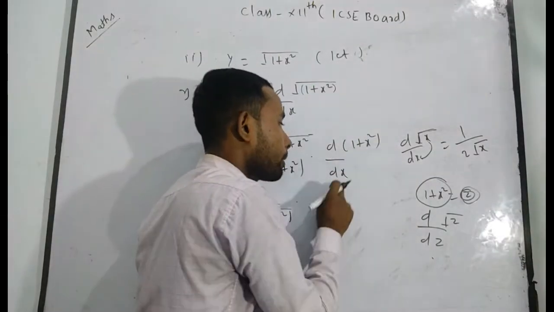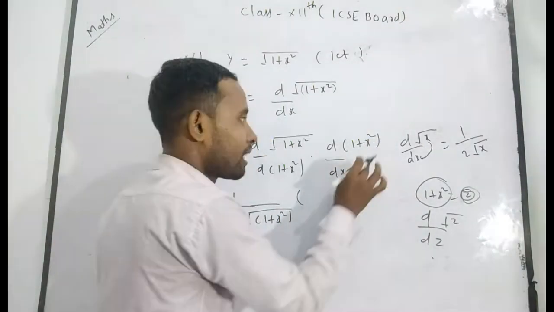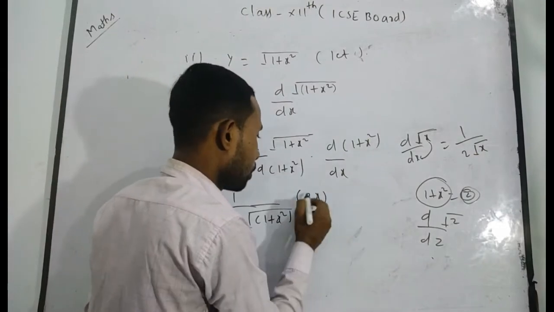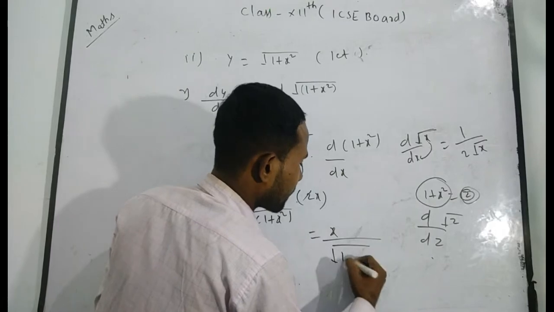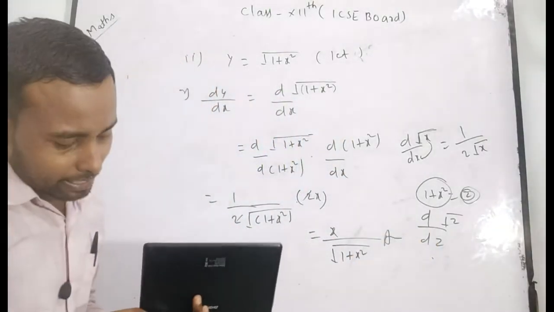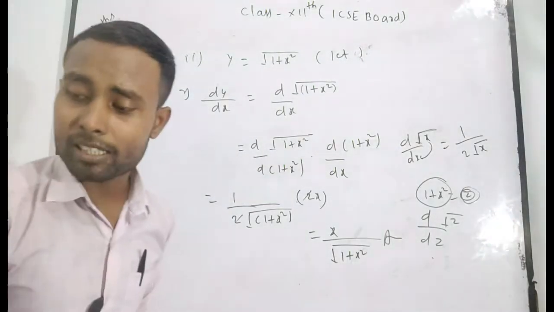The derivative of 1 with respect to x will be 0, so I leave it, and the derivative of x square with respect to x will be 2x. So the 2s cancel, and its final answer will be x upon root under 1 plus x square. This is your answer. Now I again tell you, next example for you.